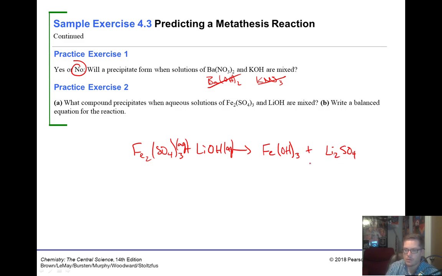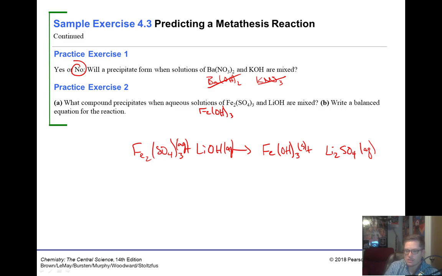Now we need to decide what our states are going to be for our products. So we find hydroxide. It says hydroxides are always soluble unless they're with alkali metals, calcium, barium, strontium, or ammonium. Iron is not one of those, so therefore iron hydroxide is a solid. And then we get lithium sulfate on the other end. We find sulfate, and it's always soluble unless it's with silver, calcium, strontium, barium, or lead. Lithium's none of those, so therefore it's going to be aqueous. Now we get to balance it. So essentially our answer to A is going to be the Fe(OH)3.